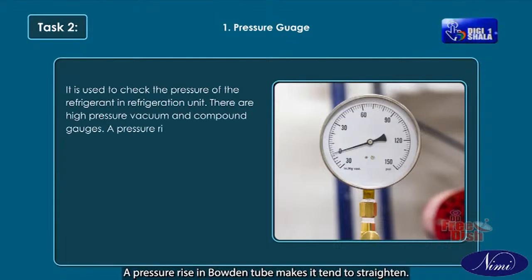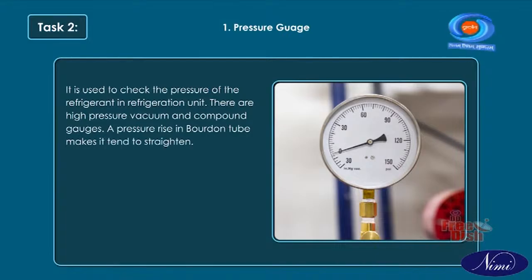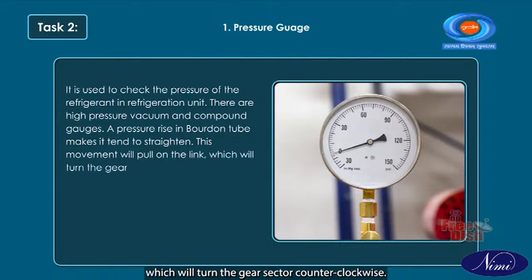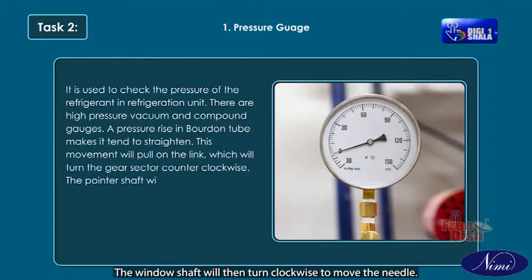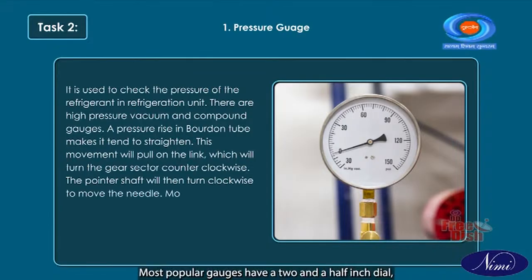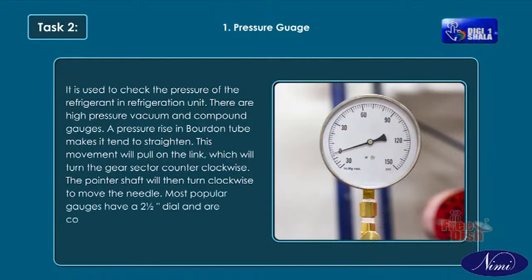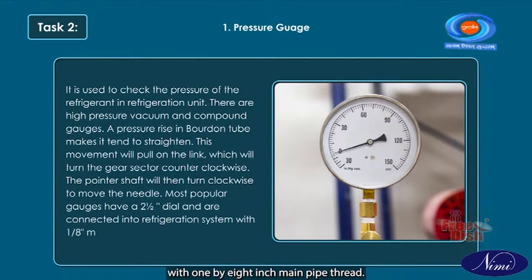A pressure rise in the Bourdon tube makes it tend to straighten. This movement will pull on the link, which will turn the gear sector counterclockwise. The pointer shaft will then turn clockwise to move the needle. Most popular gauges have a 2.5-inch dial and are connected into the refrigeration system with a 1/8-inch male pipe thread.